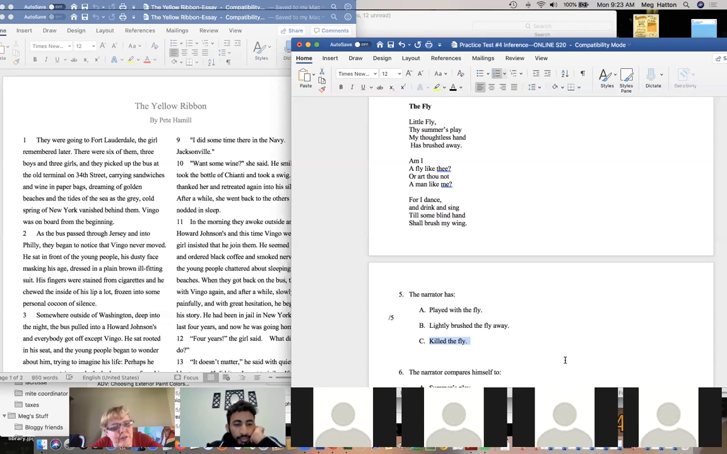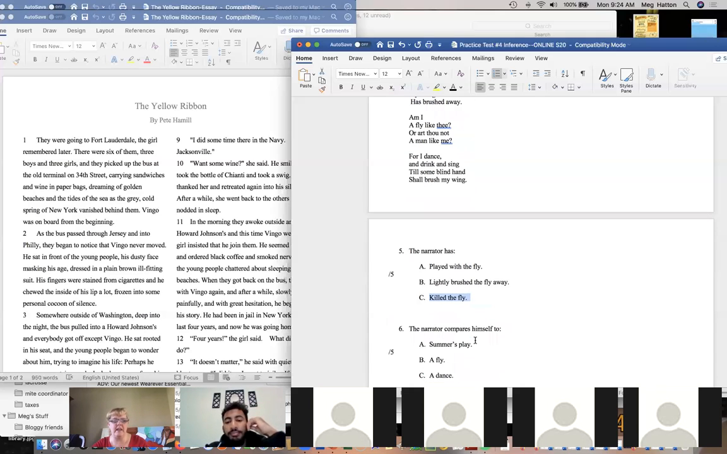So it's not literal, because remember, this is an inference text, right? We're doing inference. So it's not going to be that he lightly brushed the fly away, because that says it right here. And we know that we're not being literal and we're not using exact words from the text. You know that an inference is not stated, right? So it can't be B. And he's not really playing with it. He's brushing it away. So he killed the fly.